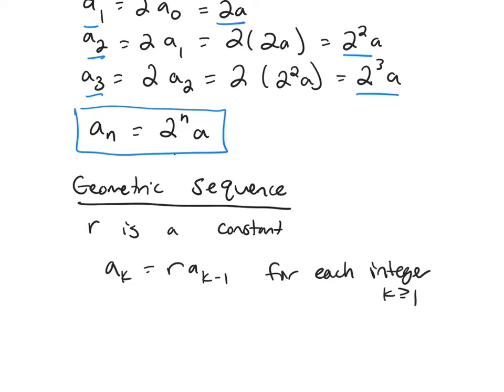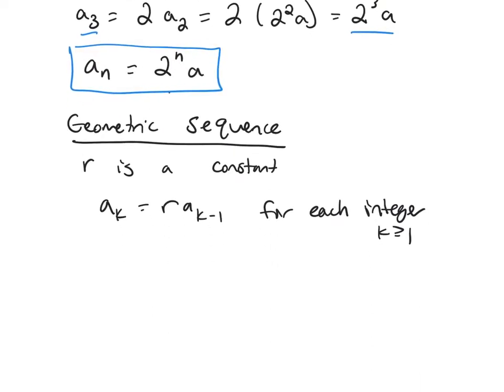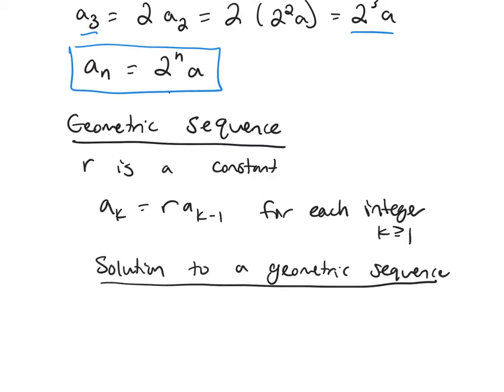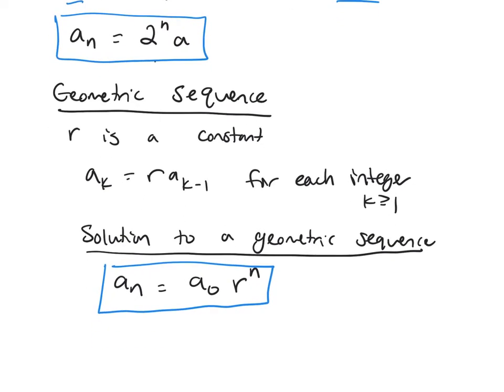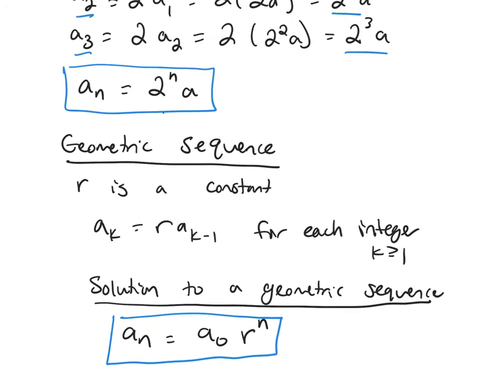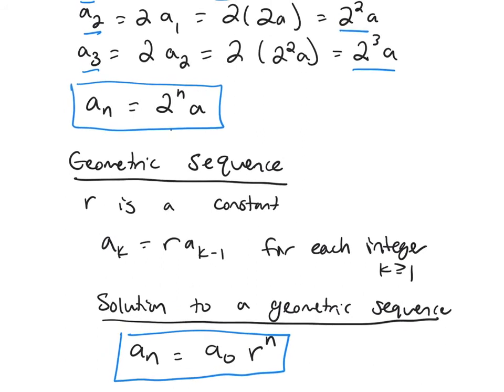And if you have a geometric sequence, a solution to a recurrence relation for a geometric sequence would look like A_n equals A0 times r to the n. Again, if you compare this to our specific example, r was 2 and A0 was A. If you plug those in, then you get the same formula that we got up here.